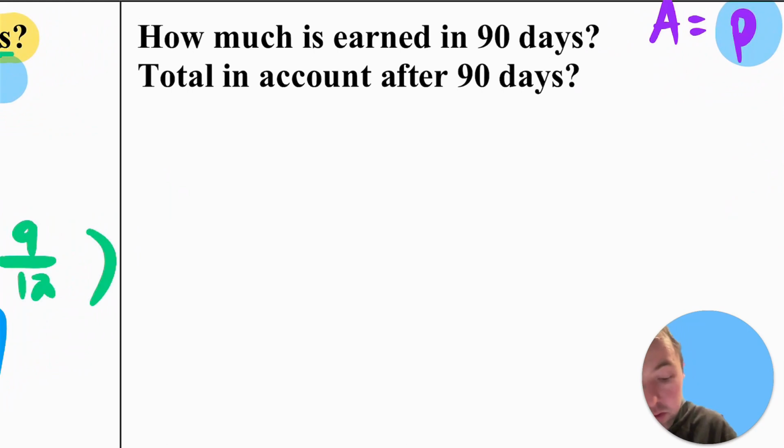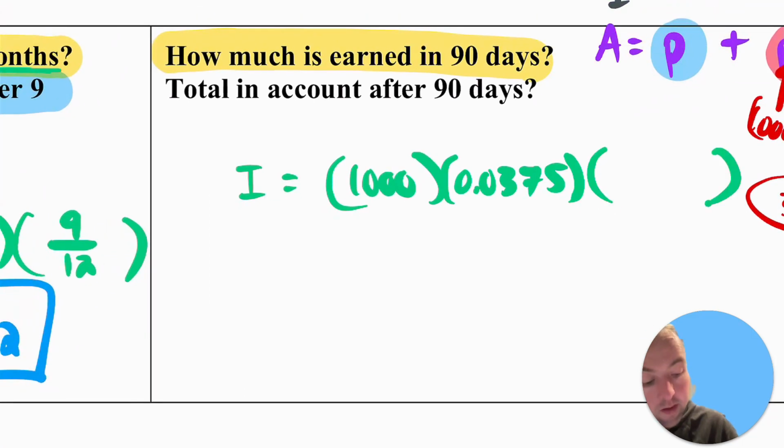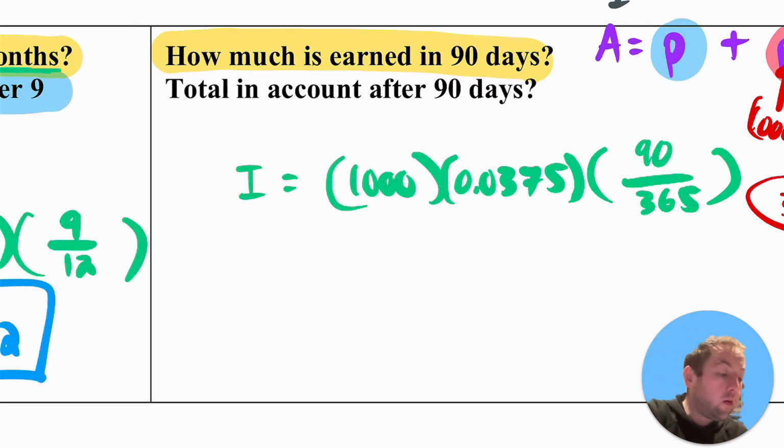All right, and then I just want to make sure that this is the same thing, but this is how much is earned after 90 days, and what would be the total amount in the account after 90 days. So pretty much a similar sort of thing. The interest would be equal to the principal of $1,000 times the interest rate, which is again 3.75%. But if it's 90 days, you have to think of the fact that there are 365 days in a year, so you would use that as your denominator to convert it to years. So it'd be 90/365ths. That would compute the amount of interest that you would accumulate there.